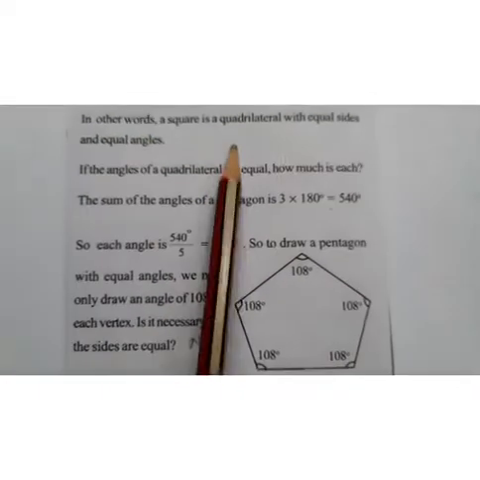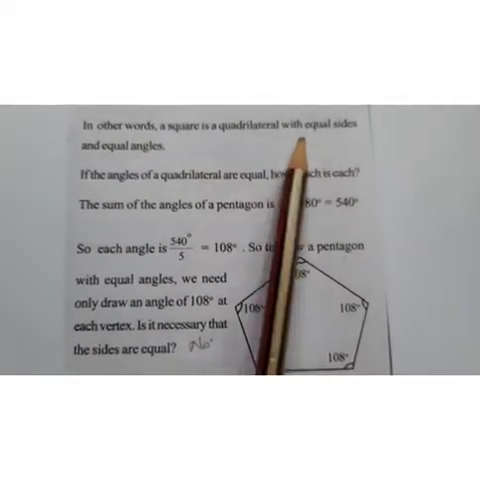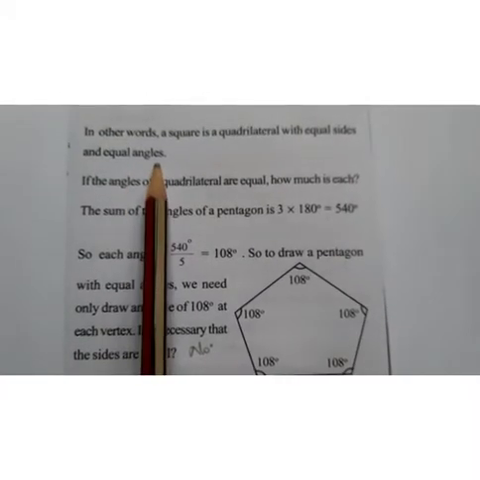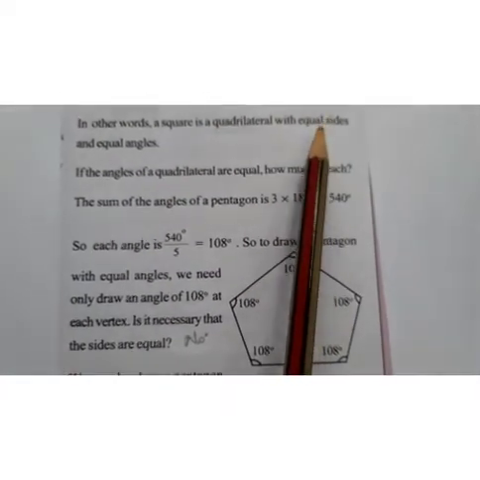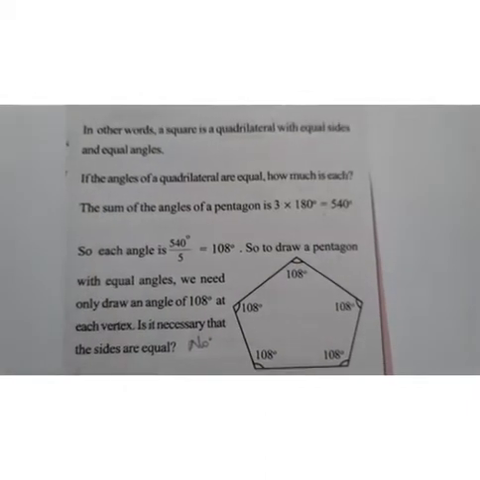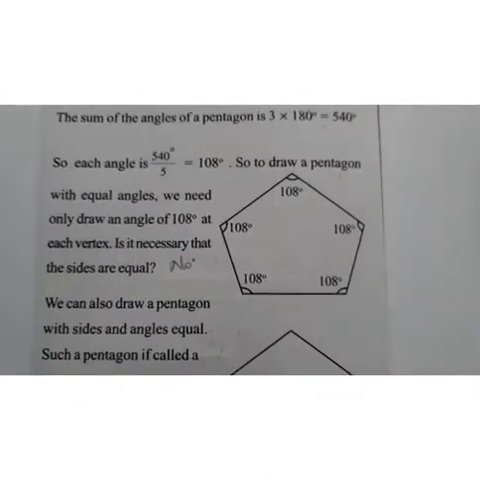In other words, a square is a quadrilateral with equal sides and equal angles.